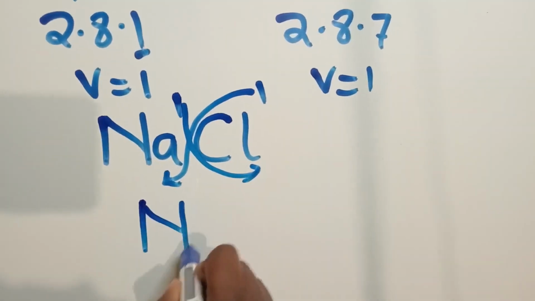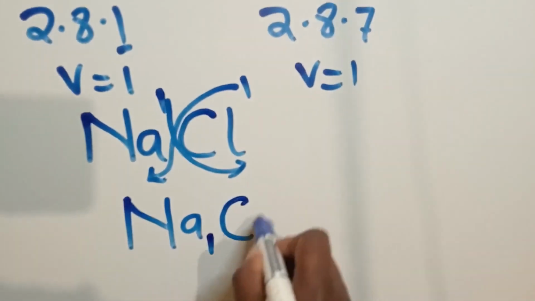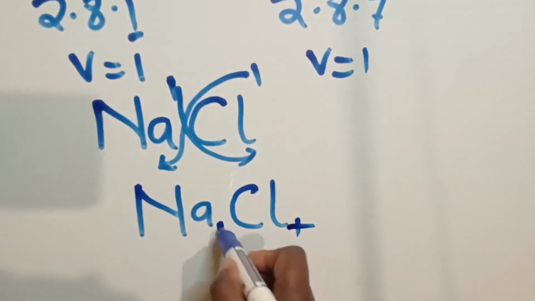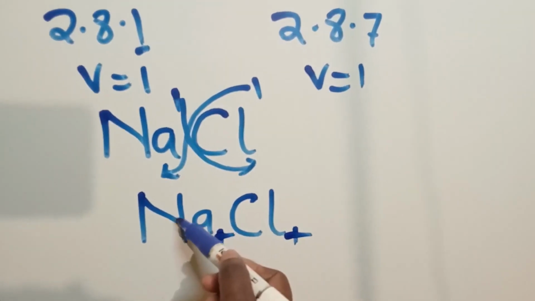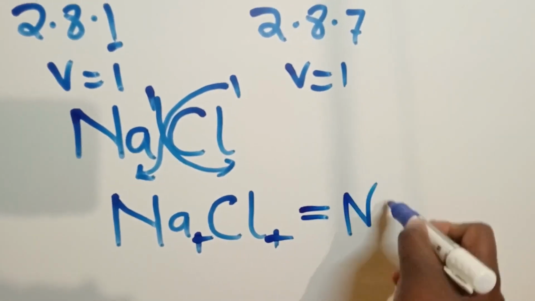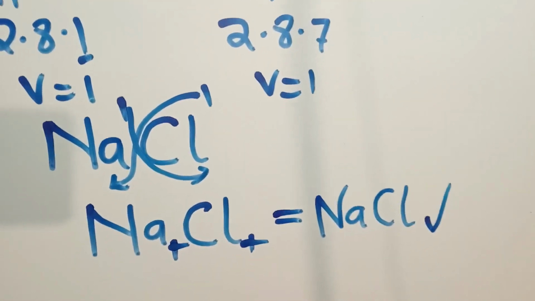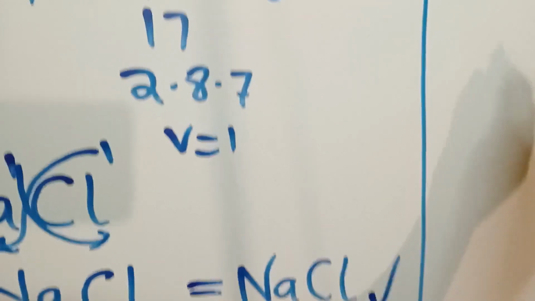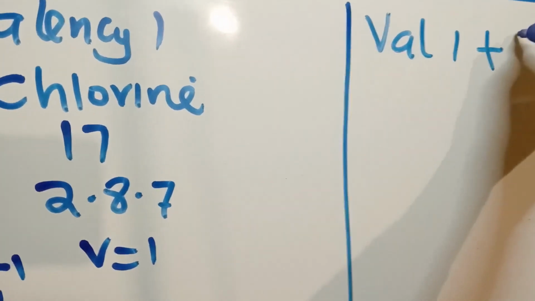So sodium takes the 1 from chlorine, while chlorine takes the 1 from sodium. And then we cancel the ones. Now whether the 1 is there or not, there is still sodium, which is 1, chlorine, which is still 1. So the formula becomes NaCl. That is the formula.